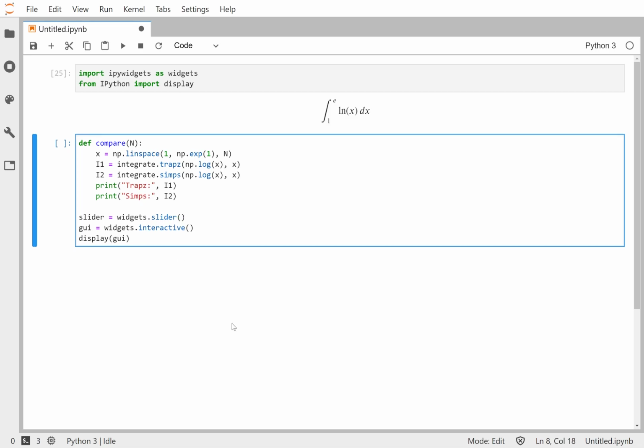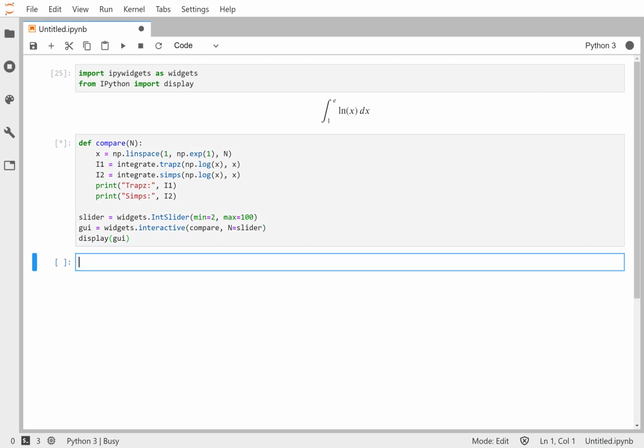Sorry, not slider, it has to be a type of slider. So it's going to be IntSlider because n has to be an integer. Let's go with at least 2, and we'll go up to 100. Okay, and then in interactive here, the function I'm calling is compare, and I want to set its argument n equal to the value I get out of my slider.